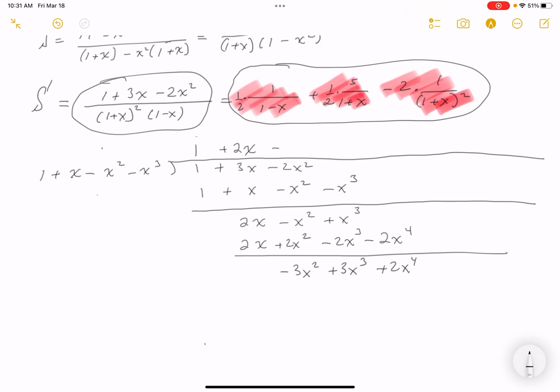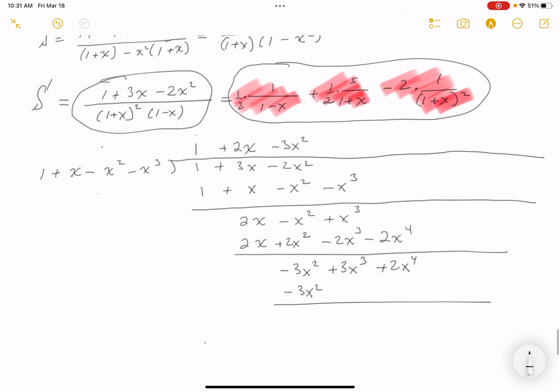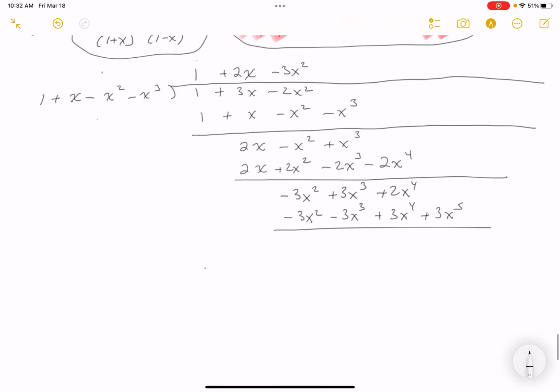So minus 3x squared now. Minus 3x squared. Minus 3x cubed. Plus 3x to the 4th plus 3x to the 5th. Well, we're going to subtract. What do you get? 6x cubed minus x to the 4th minus 3x to the 5th.